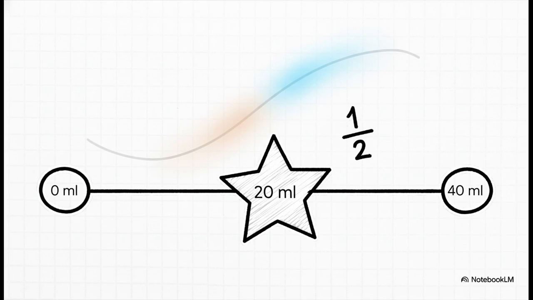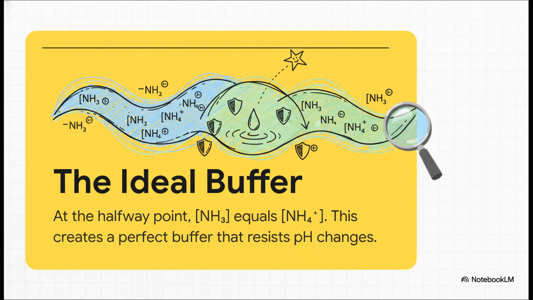Okay, next stop on our journey. We've added 20 milliliters of acid. Now, that's not just some random number. The whole reaction is going to take 40 milliliters, so this is the exact halfway point. And let me tell you, in titration, the halfway point is a very, very special place to be. So what makes this spot so special? Well, we've created a perfect buffer. Because at this exact moment, we have equal amounts of our weak base, the ammonia, and the conjugate acid we've been making, the ammonium.